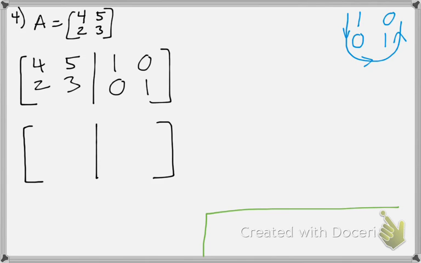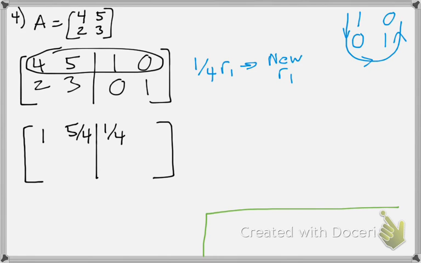So my first thing is I want to get a 1 in this location. In order to do that, I'm going to take 1/4 times row 1 to be the new row 1. This is very similar to our row operations in the previous couple sections. So that's going to get you 1, 5/4, 1/4, and 0. You multiply the entire row by that 1/4, and the second row stays the same.